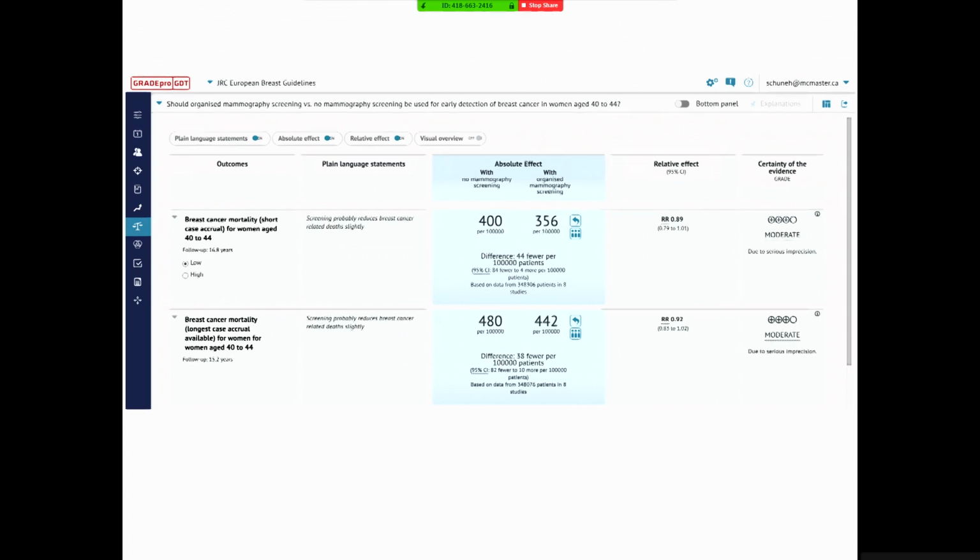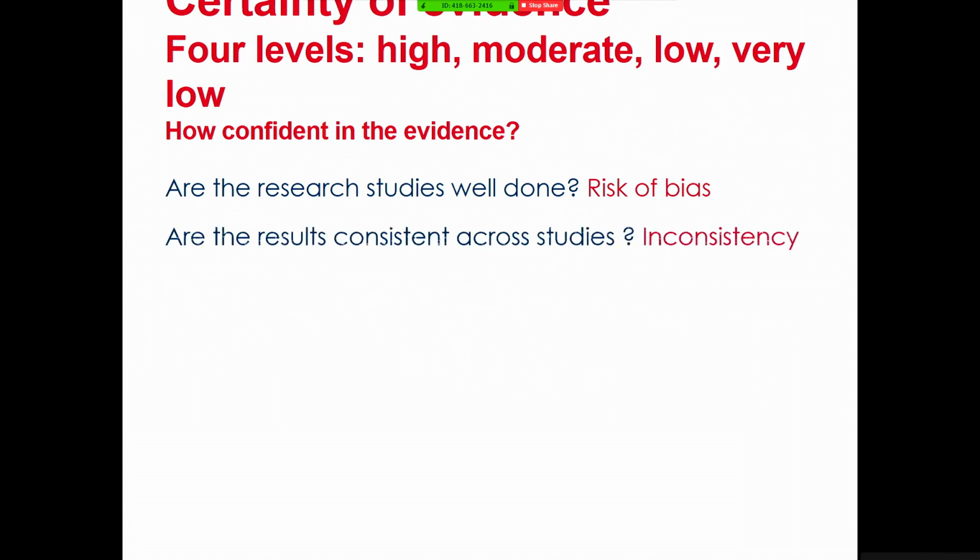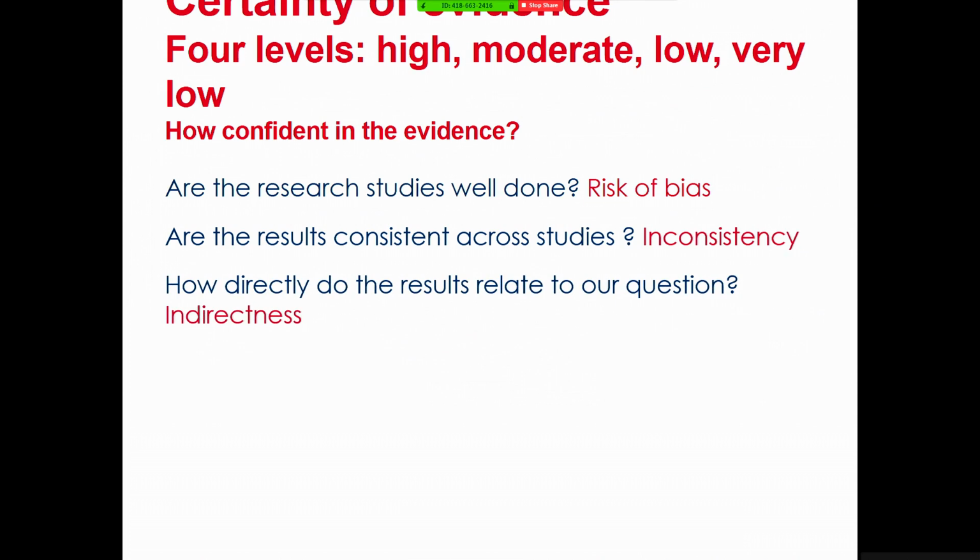So the certainty is evaluated according to standard principles. There are essentially 8 criteria or domains. How well is the research done? That includes registry studies or observational studies. It includes how consistent is the research. We call that inconsistency. How directly do the results relate to the question of interest, that PICO question of interest?